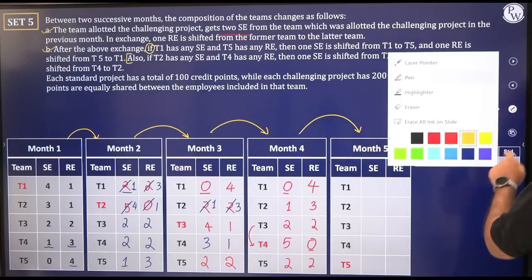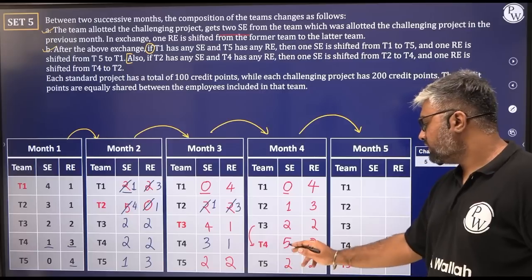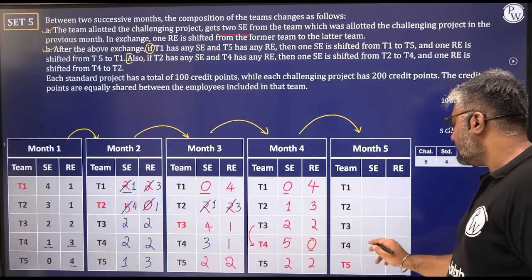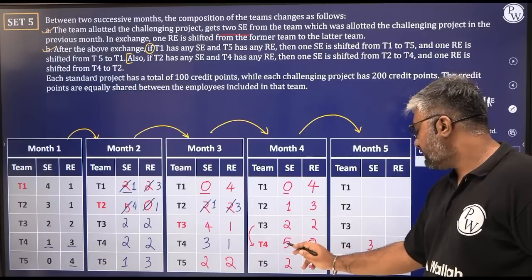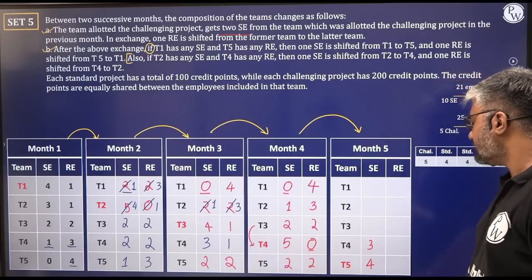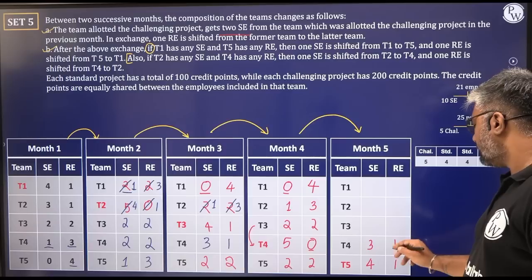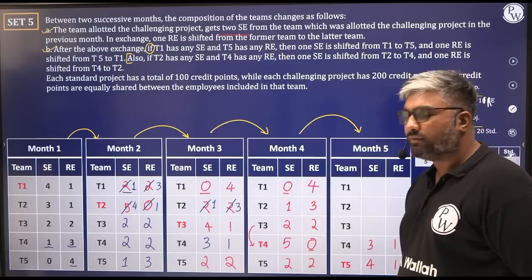Let's do this. First, let's figure out T4 से T5 वाला change. So from here, we'll be sending 2 guys here. So this will become 3. This will become 4. 5 minus 2 is 3. 2 plus 2 is 4. Right? From here, we'll be sending out 1 person. So this will be 1. This will also be 1.